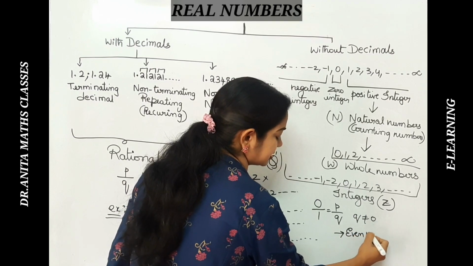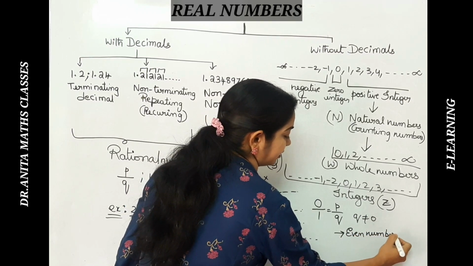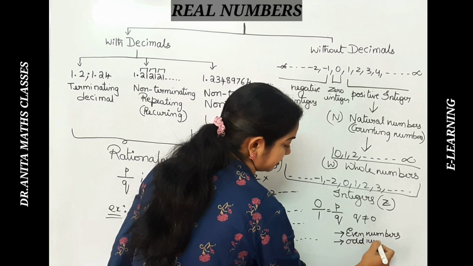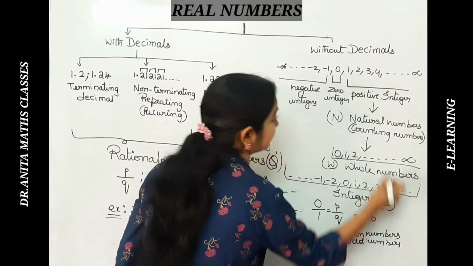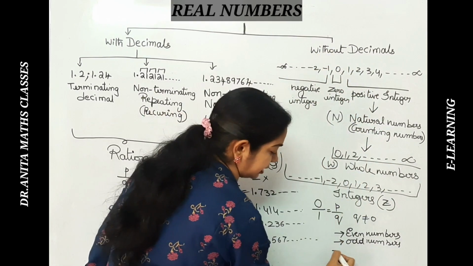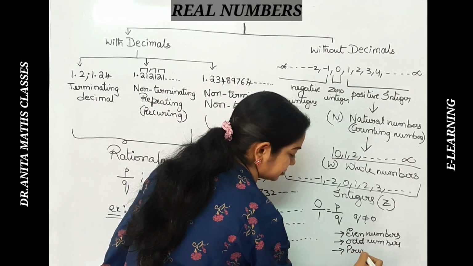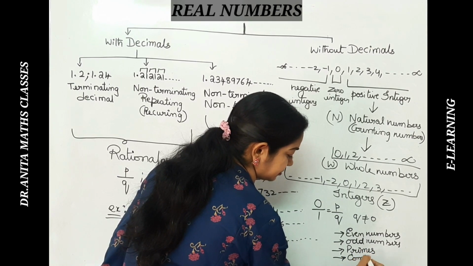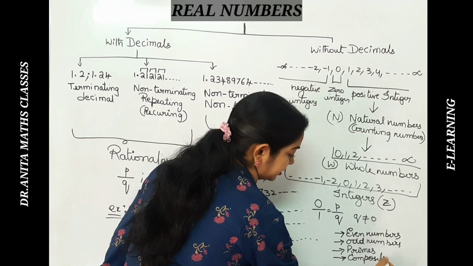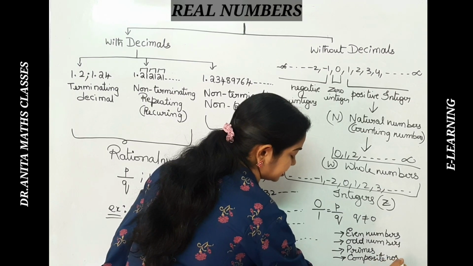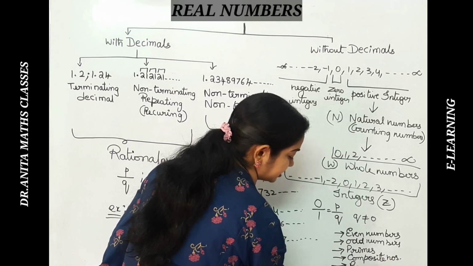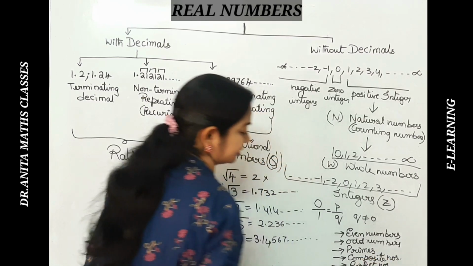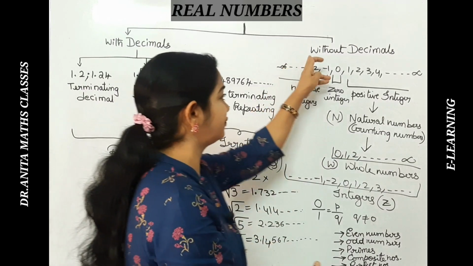and still we will be studying about the even numbers, odd numbers. These are all the numbers without decimals. Prime numbers, primes in short, composite numbers, and perfect numbers. See here, these are all the types of numbers without decimals.